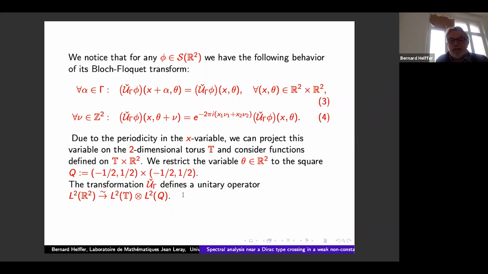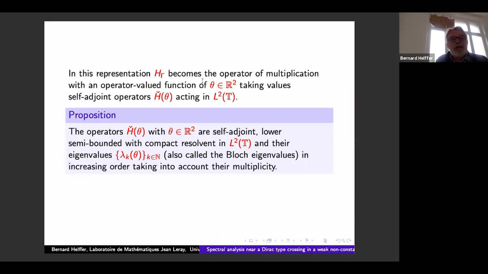And then once you have performed this transformation, the operator H_Γ becomes simply a multiplication operator with an operator-valued function of theta. So you have a family of operators H hat of theta, which has compact resolvent, and you can consider the so-called Bloch eigenvalues or Floquet eigenvalues that we call lambda_k of theta. So this is the mathematical presentation of what I said before in a rather physical language.